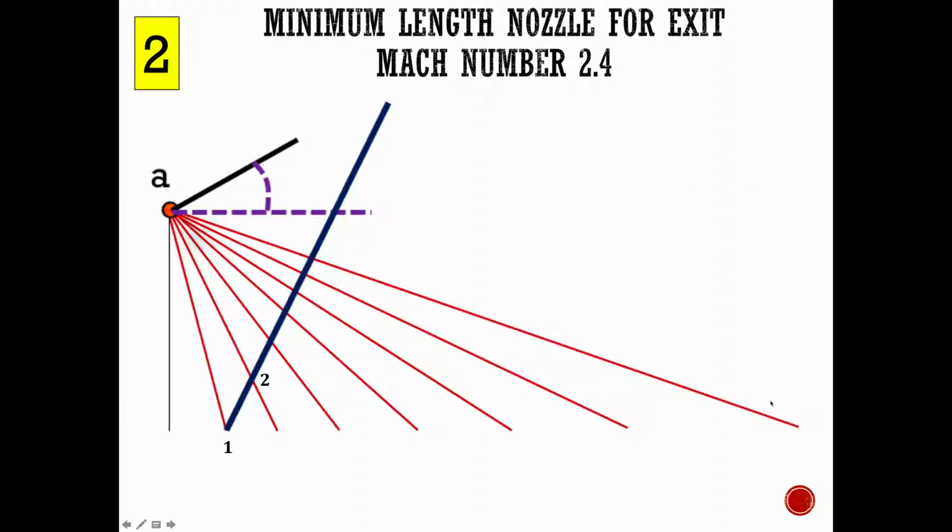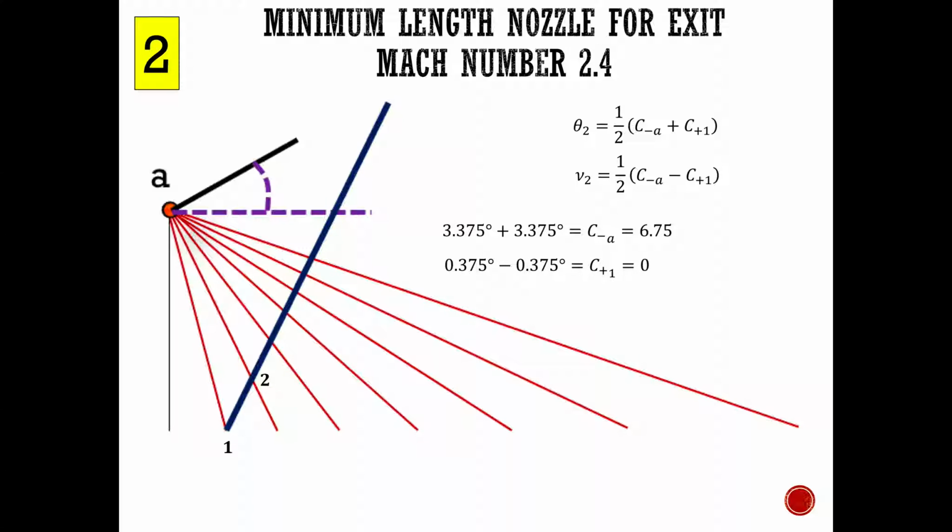So let's talk about point 2 from now. In point 2, again, it's the same equation. It's half C minus plus C plus 1, right? So I hope you understood this. I'm going over the first 2 steps a little bit faster since we talked about this in class. Again, if you have any questions, just let me know.